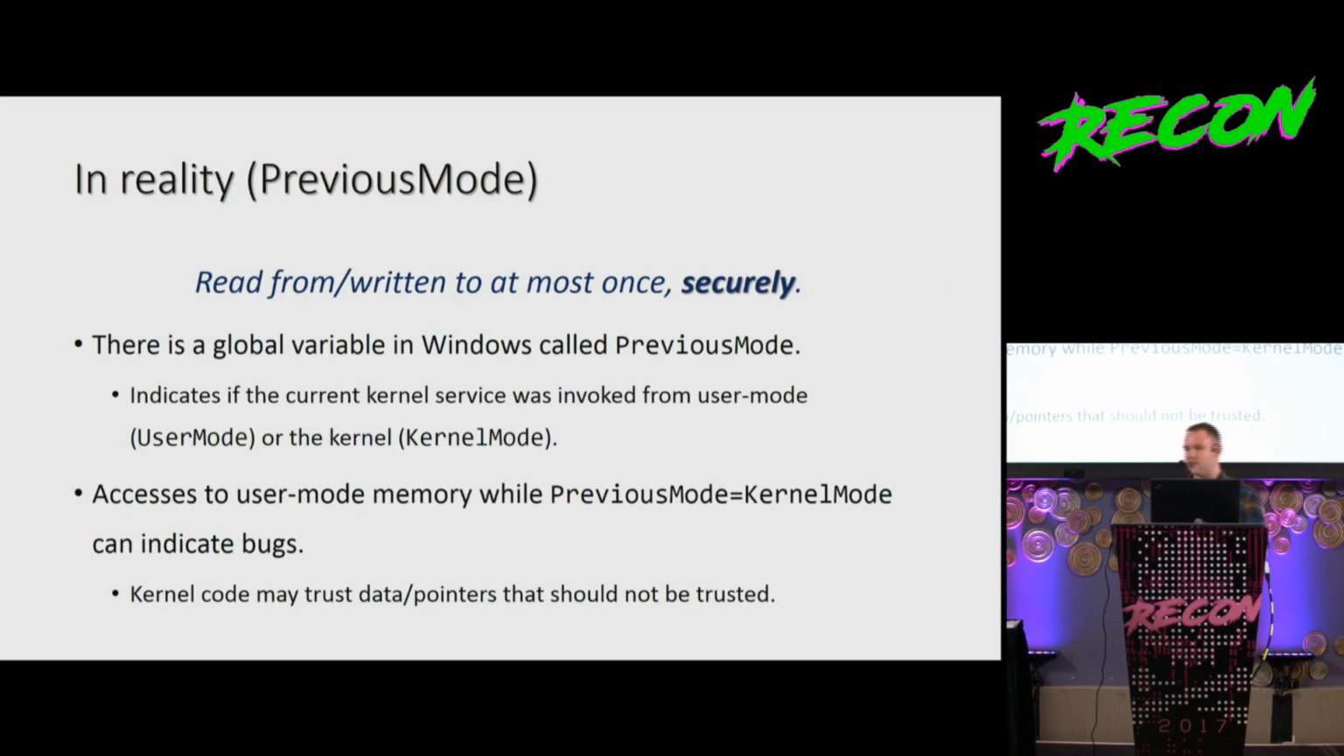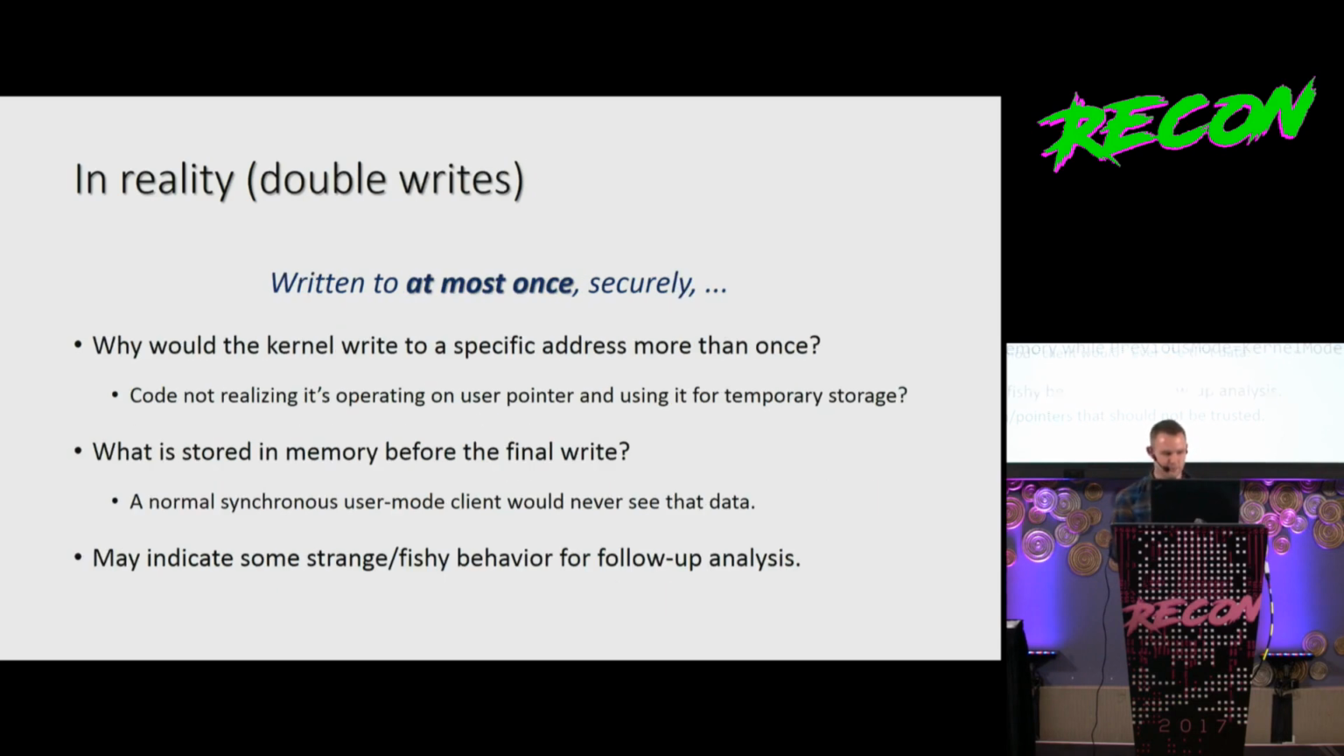For example, there is a global variable in Windows called previous mode, which indicates if the caller of the system call is user or kernel. So for example, if previous mode is set to kernel mode, but it's operating on a user mode pointer, then possibly Windows gives too much trust to this pointer and doesn't really realize that it's a user mode pointer.